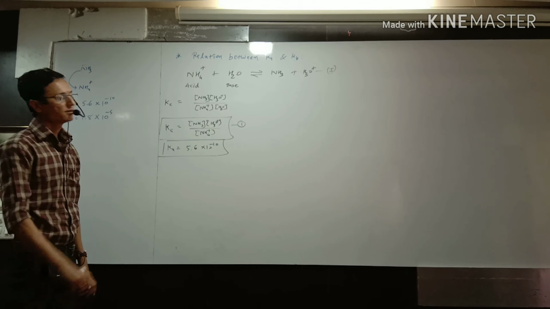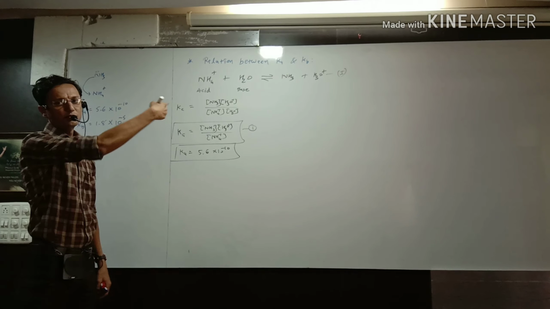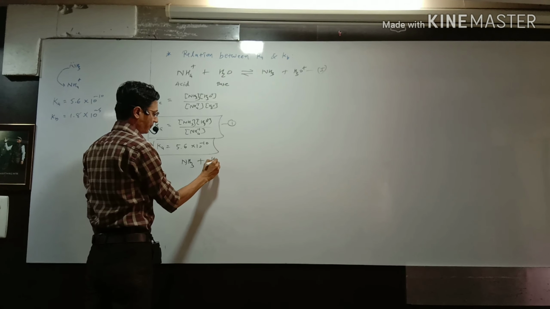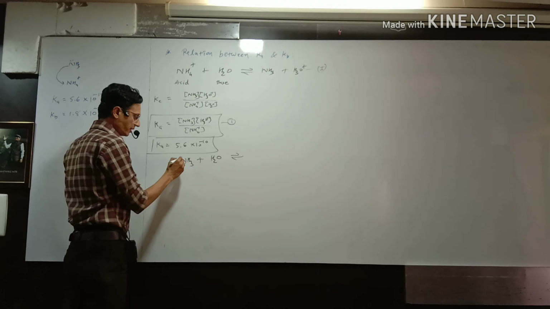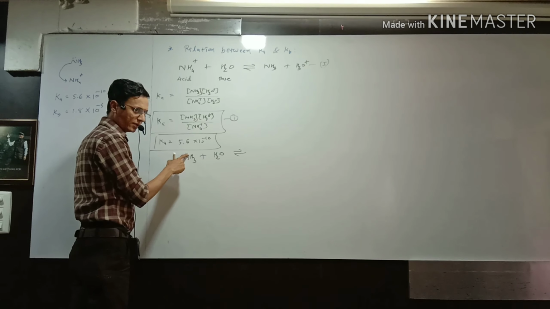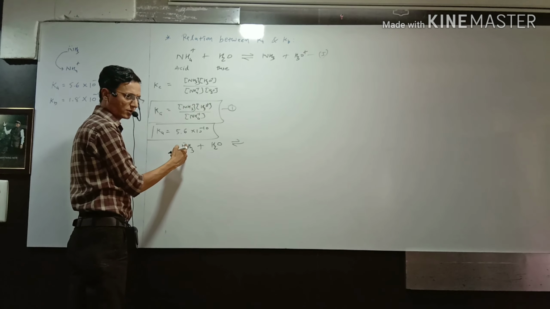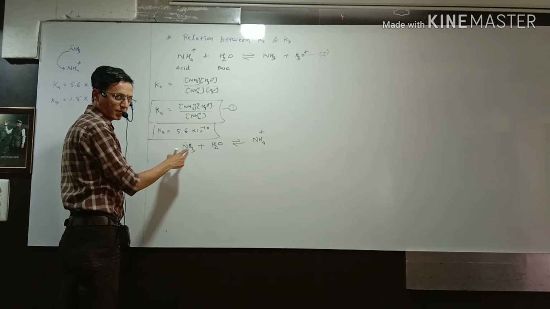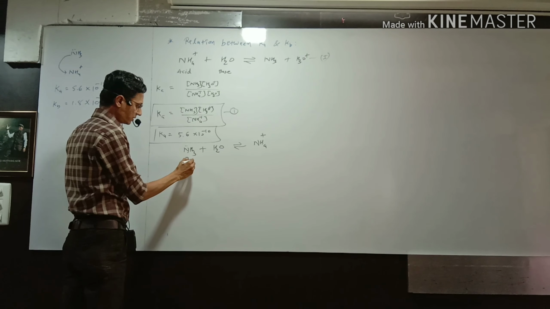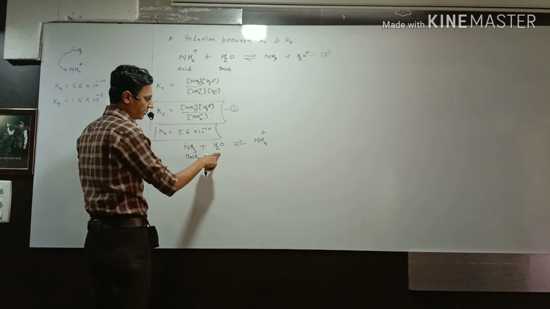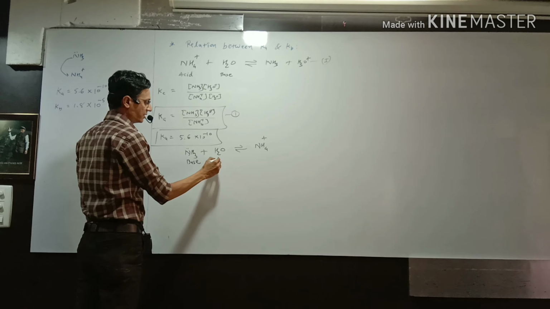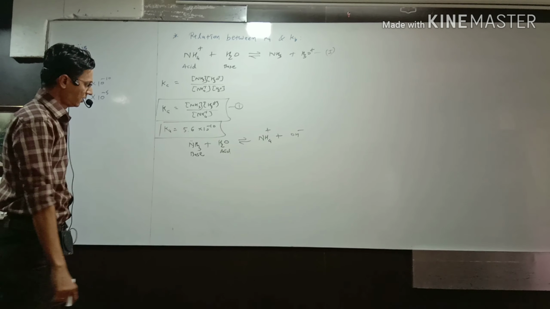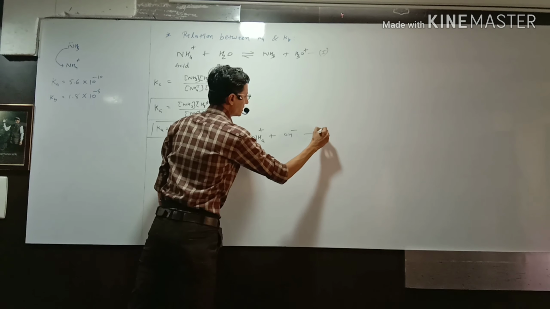Now we are going to write another reaction in which ammonia is dissolved in water. That means a base dissolved in water. In this case, nitrogen has a lone pair, so it is able to accept a proton from water. So it will produce NH4 plus. Ammonia is accepting H plus, therefore it is considered a base. In this case, water is donating a proton, so it is an acid, and water is converted into OH minus. We will number this reaction as reaction 2.